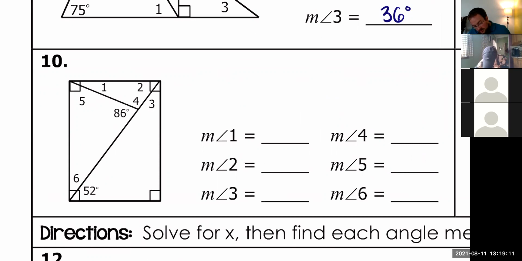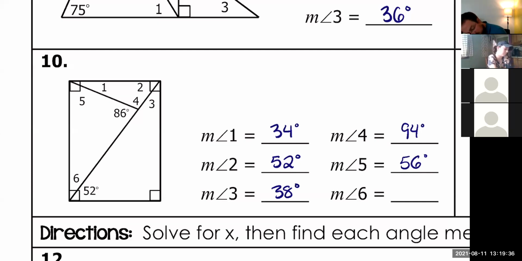But for this one, number 10, angle 1 should be 34 degrees. Angle 2 should be 52 degrees. Angle 3 should be, oh boy, I think I have 38 degrees written down. Angle 4 should be 94 degrees. Angle 5 is 56 degrees. And angle 6 is 38 degrees.